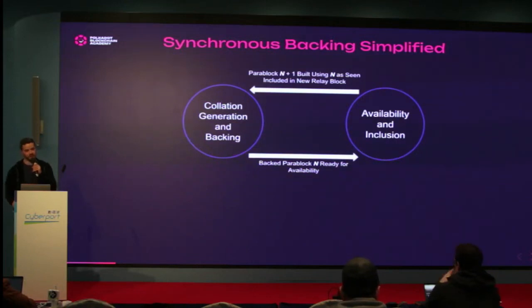So why am I not showing approvals, disputes, and finality in this diagram? They actually don't gate the production of further candidates. We only wait until a block is included, not until it's finalized, to produce a new parachain block on top of it. So that's why I'm focusing just on these initial steps.